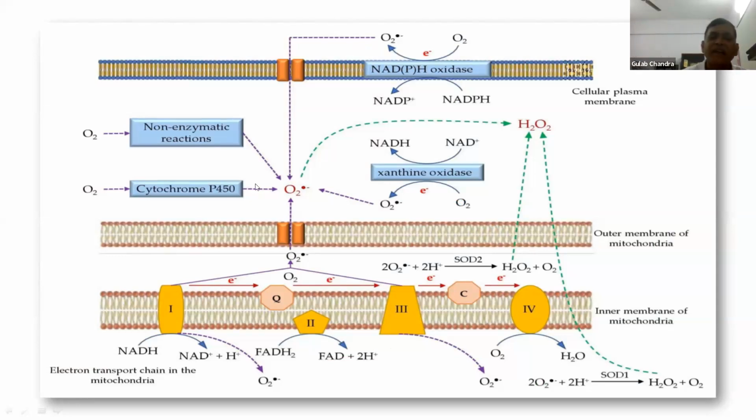And this one is the non-enzymatic reaction. Cytochrome P450 and xanthine oxidase are also found in the cytoplasm, and they are also responsible for the production of free radicals. And NADPH oxidase is present on the cell membranes. This one is also responsible for the production of reactive oxygen species.